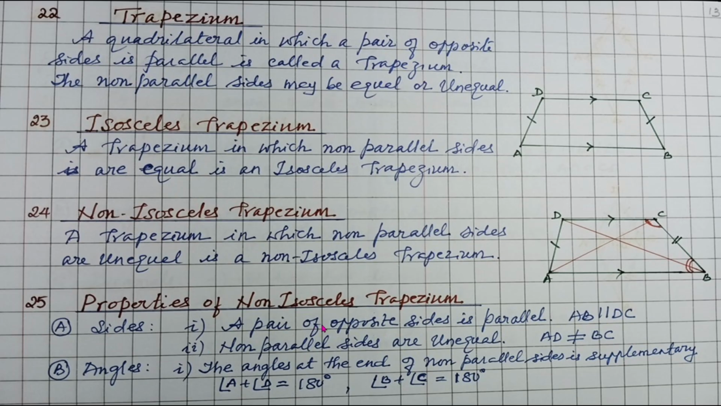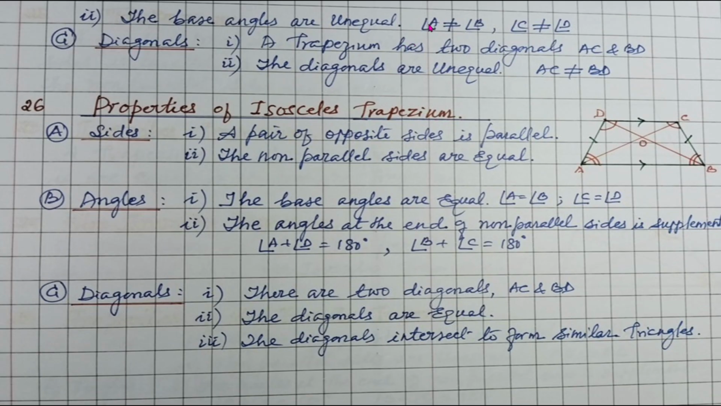In terms of sides, a pair of opposite sides is parallel, that means AB is parallel to DC. Non-parallel sides are unequal, that is AD is not equal to BC. In terms of angles, the angles at the ends of the non-parallel sides are supplementary. The non-parallel sides are AD and BC, therefore the angles at the end of BC are angle B and angle C. When we add angle B and angle C, it is 180. Add angle A and angle D, it is 180. Remember that. Now coming to the next point of our discussion, the base angles are unequal.